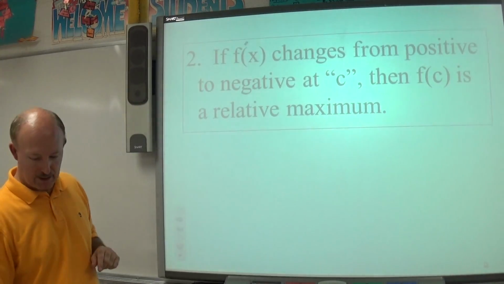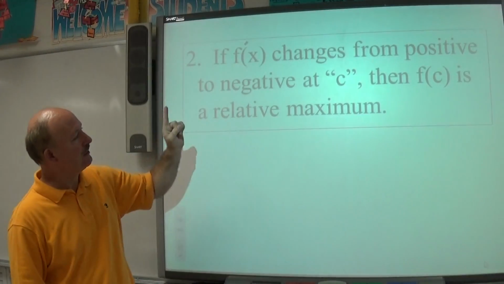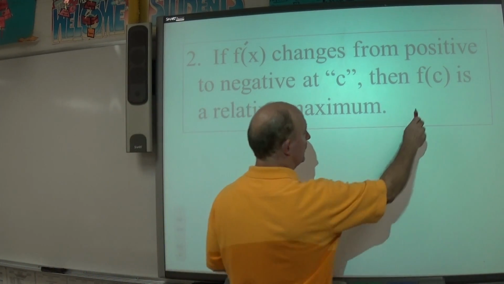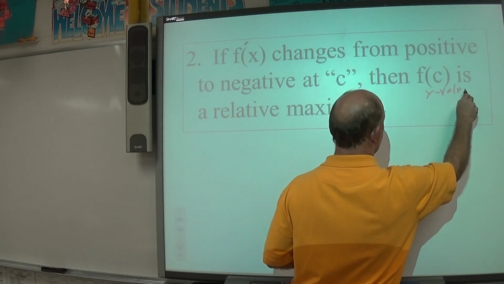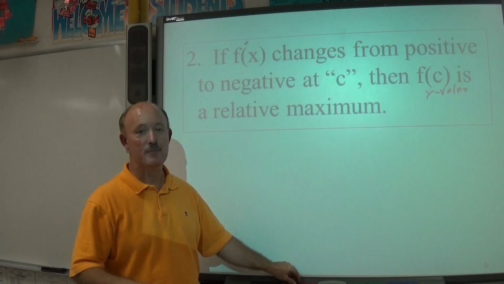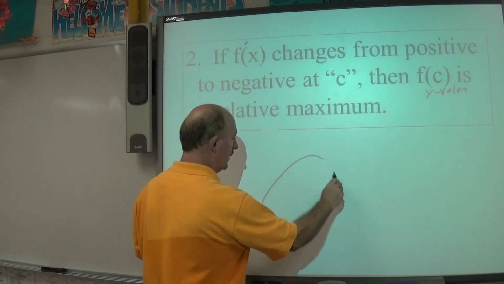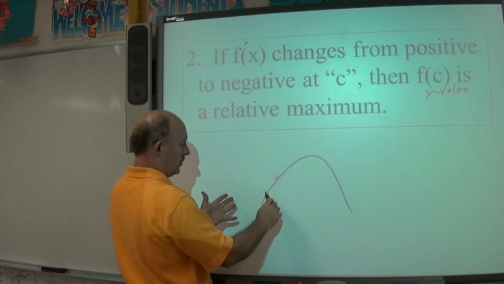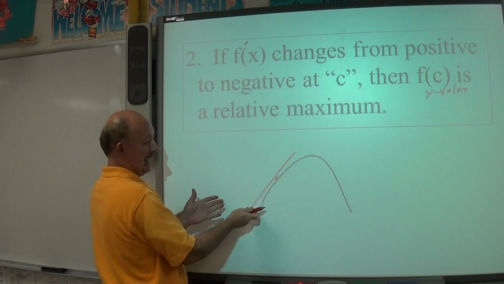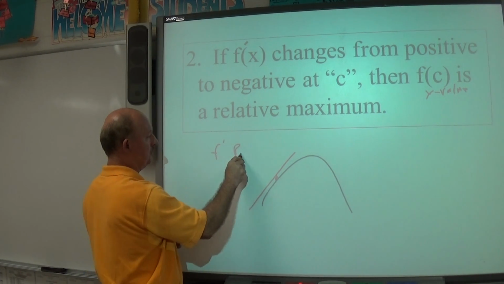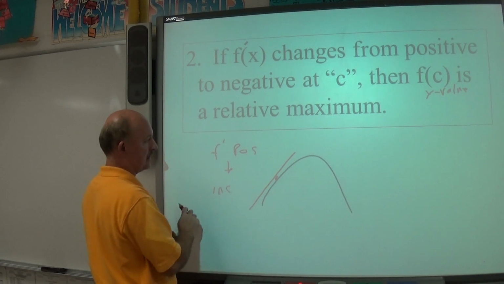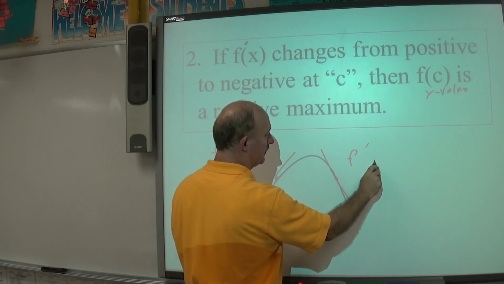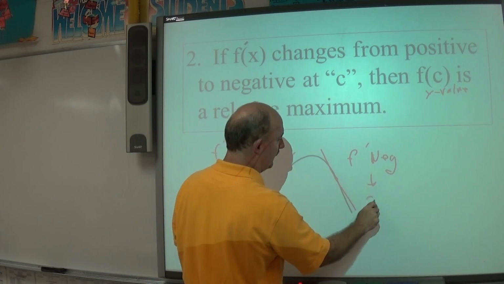This is the second part. If the derivative changes from positive to negative at a particular c value, then f of c is a relative maximum. So remember, f of c would be your y value. So the y value would be a relative maximum point. So once again, think about this. Now, if you've got a curve like so, you look at your tangent line at some point on your graph. The tangent line has a positive slope, so the derivative is positive. That tells us that the graph is increasing. And then you locate a point on another part of the curve. This time the derivative is negative.